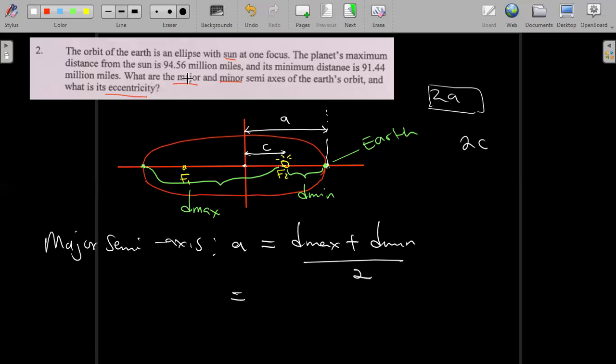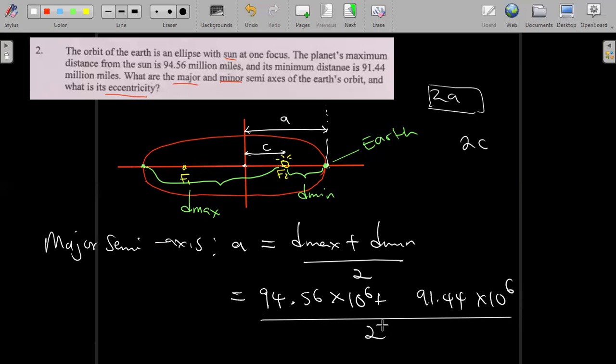When we equate that, we substitute. You've already been given your maximum distance, which is 94.56 million miles, and I can write that as 94.56. I write the million in terms of scientific notation, so we multiply by 10 to the power 6, since it's a million. In a million there are 6 zeros. Then I also add the minimum. So the minimum is what? 91.44 multiplied by 10 to the power 6, since it's a million. Then divide this by what?